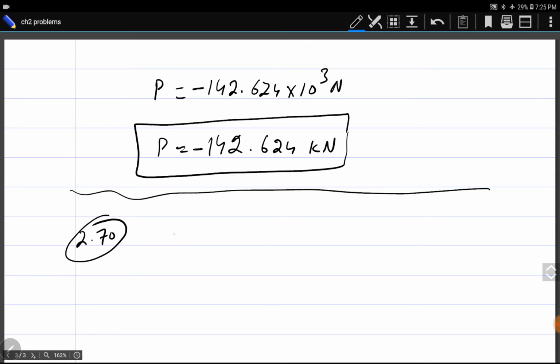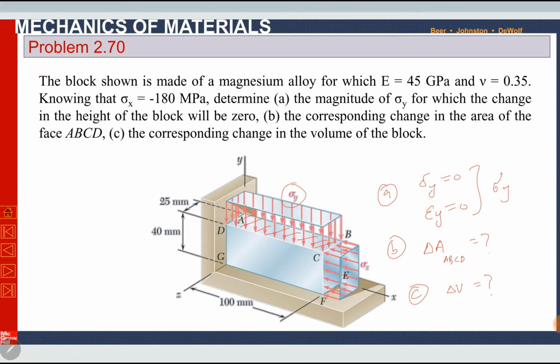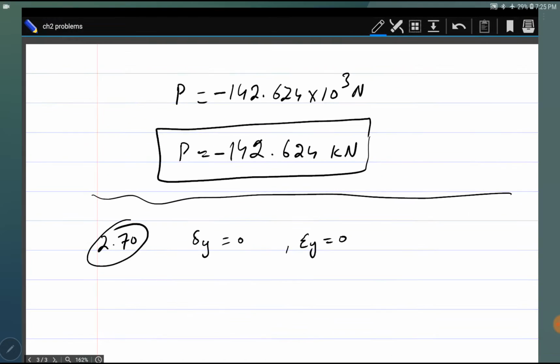Okay, we know that epsilon y is equal to 0. Sigma z is also 0. There is no stress in the z direction. You can see here, sigma x is given. Sigma y is unknown, but it has been shown in the diagram. Sigma z is 0. There is no stress shown in the diagram.